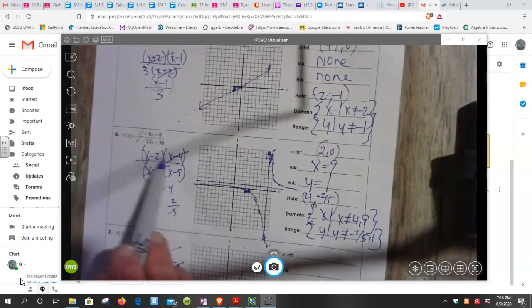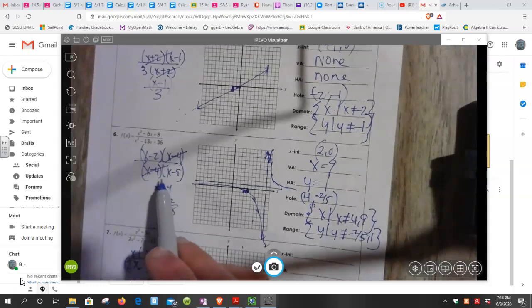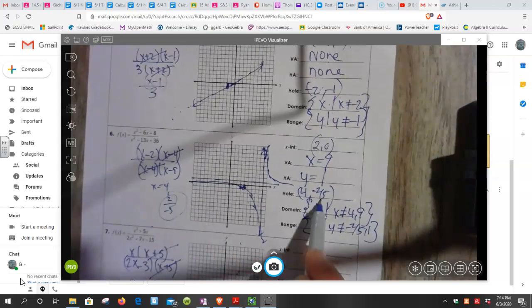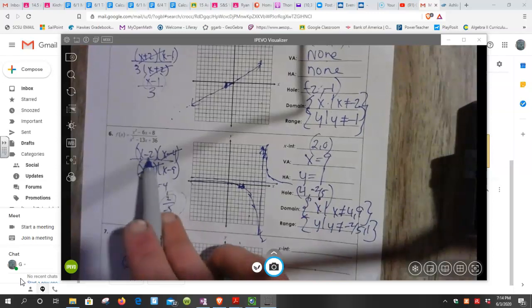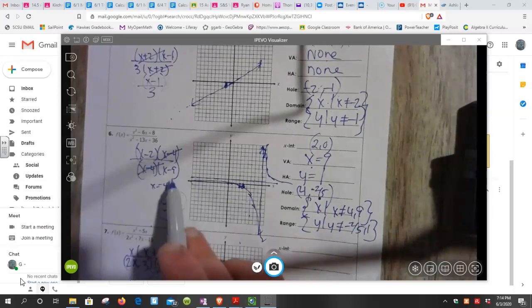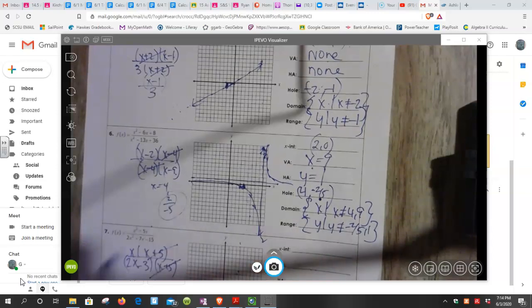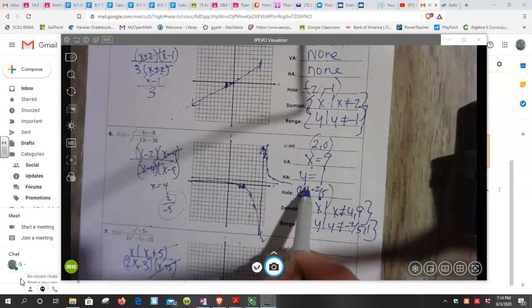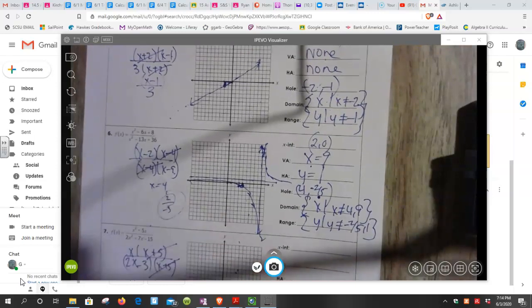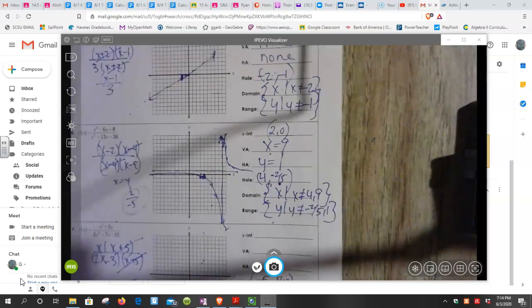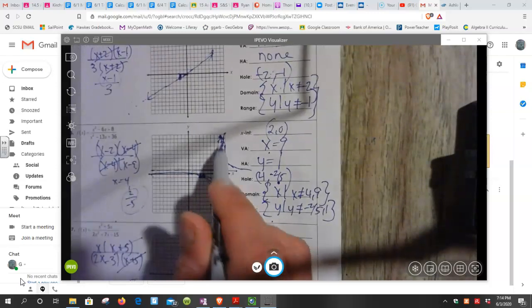Here we factor these out, and you get x minus 4 and x minus 4. So x equals 4 is where the hole is. You put 4 back in, you get -2/5. So (4, -2/5) is your hole. X-intercept is (2, 0) because that makes the numerator equal to 0. Vertical asymptote x equals 9, because that makes the denominator equal to 0. Horizontal asymptote is y equals 1 because the ratio of the degrees is 1. And then domain and range are as follows. They can't be at the hole and they can't be at the asymptote. So if you plot a couple points, then you'll get the general shape.